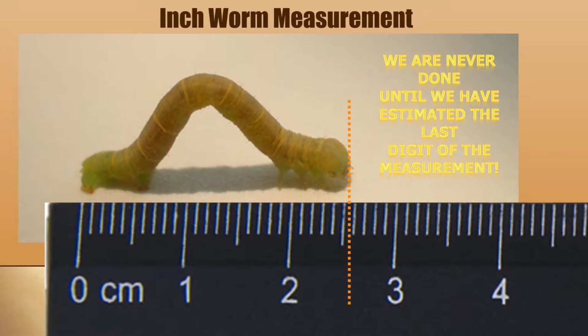But measuring and saying the inchworm is 2.5 centimeters long would be wrong, because we can obviously see using this ruler that it's longer than 2.5 centimeters. We are compelled to estimate the hundredths digit using this particular ruler to get closer to truth.